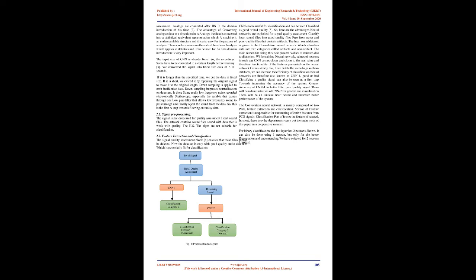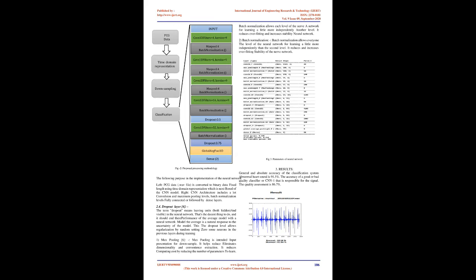So, the recordings have to be converted to a certain length before training. We converted the signal into fixed size data of 8 to 11 seconds. If it is longer than the specified time, we cut the data to the fixed size. If it is short, we extend it by repeating the original signal to make it the required length. Downsampling is applied to omit ineffective data.